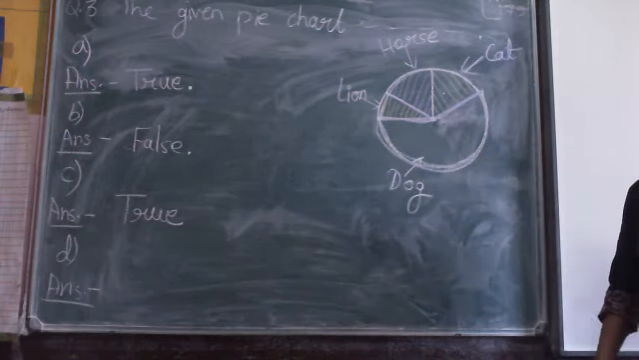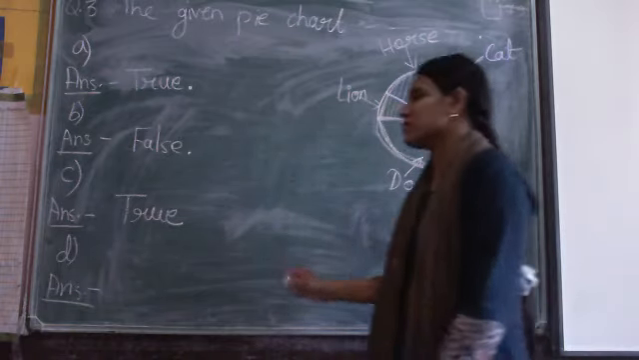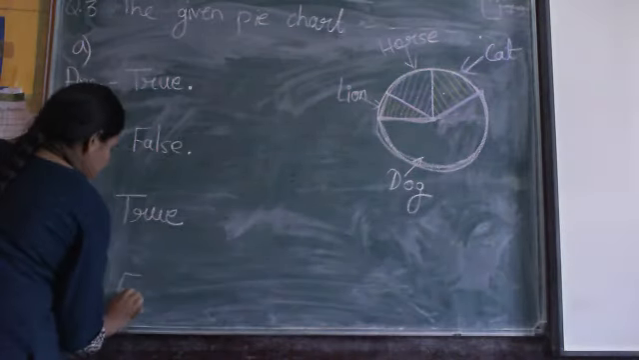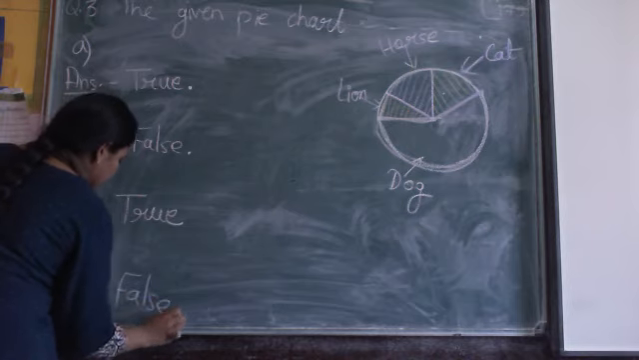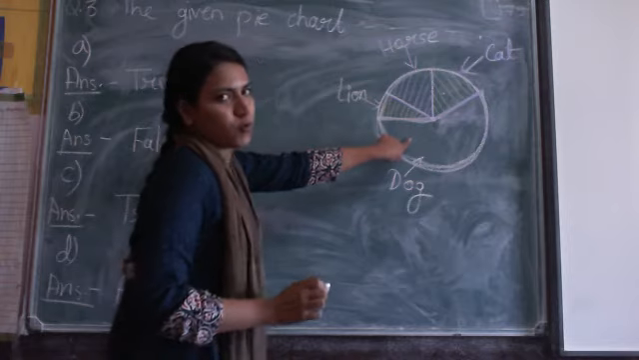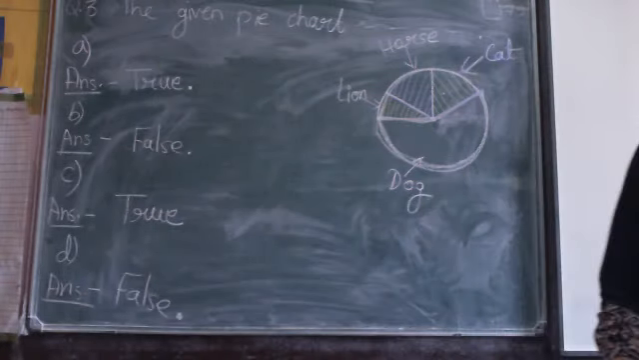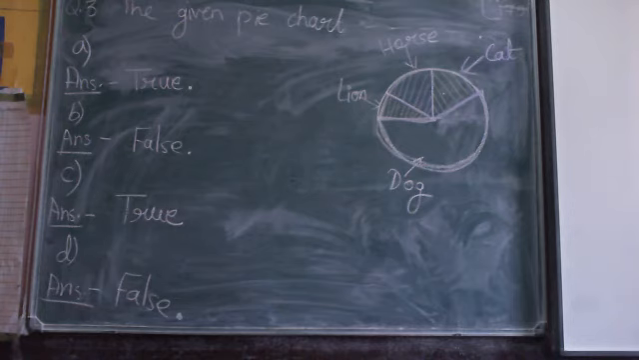So by observation, what do we conclude? We conclude that this statement is false. Statement D is false because children are liking dog most. Okay. So this exercise is over here.